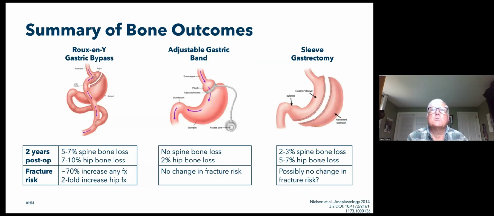Bariatric surgery. This is research out of Boston. Look at the Roux-en-Y gastric bypass on the left. 5 to 7% spinal bone loss at 2 years and 7 to 10% hip bone loss, with a 70% increase of any fracture and a twofold increase in hip fracture. The gastric band seems to be fairly well tolerated as far as bone health. The sleeve gastrectomy, still a little bit of research to be done. The bottom part of the slide says possibly no change in risk of fracture. I think that has been dispelled now. There is an increased risk of fracture with the sleeve gastrectomy.